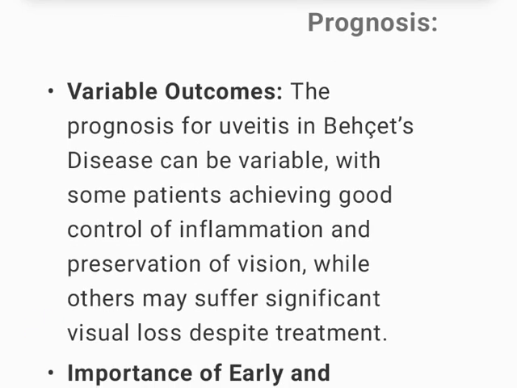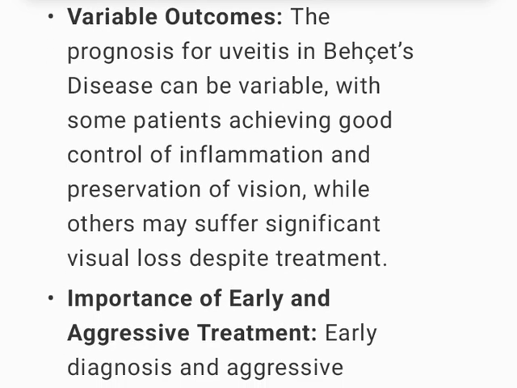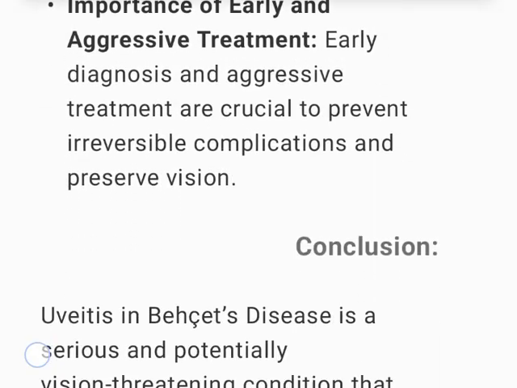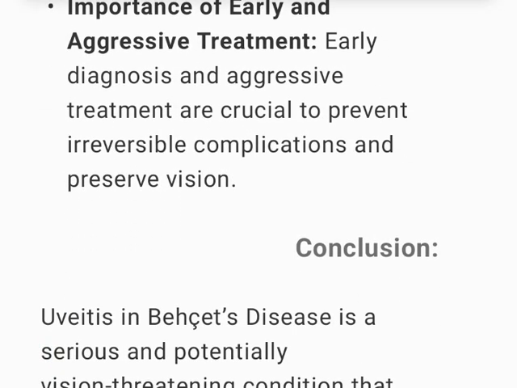Prognosis. Variable outcomes. The prognosis for uveitis in Behçet's disease can be variable, with some patients achieving good control of inflammation and preservation of vision, while others may suffer significant visual loss despite treatment. Importance of early and aggressive treatment. Early diagnosis and aggressive treatment are crucial to prevent irreversible complications and preserve vision.